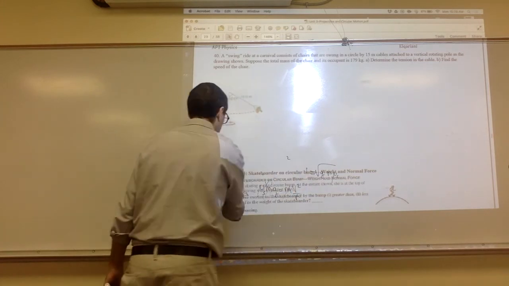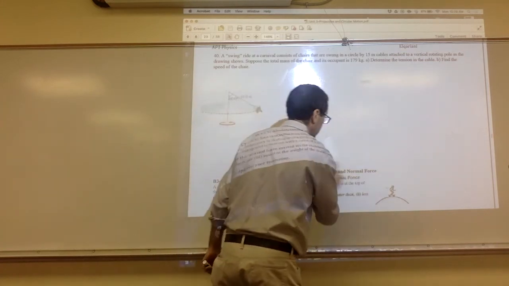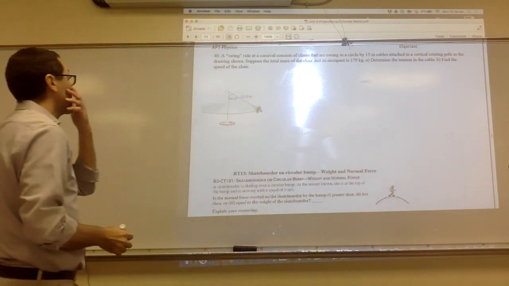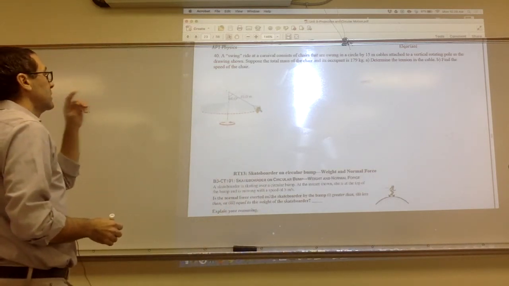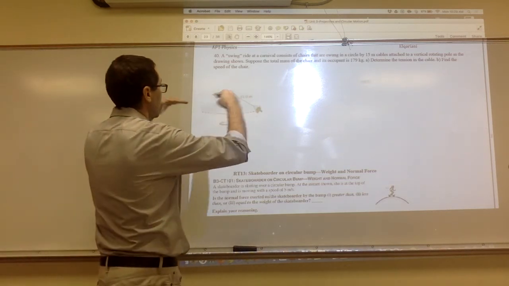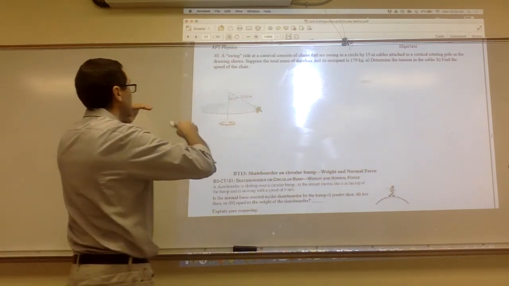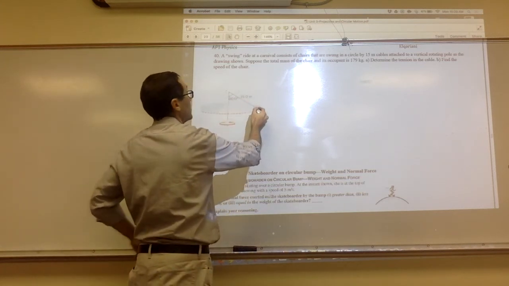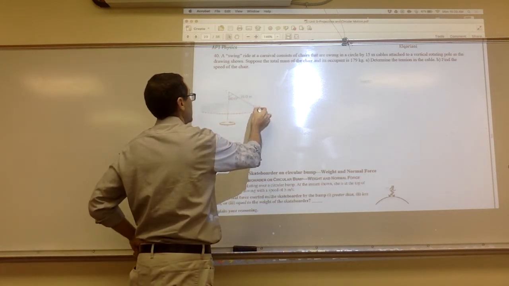All right, last page. Okay. Number 40 is a little bit challenging, and you're going to see why, because this is a cone. This is not a flat, it's not a horizontal circle. All right. So the first thing you want to start with is, do the forces acting on the object?